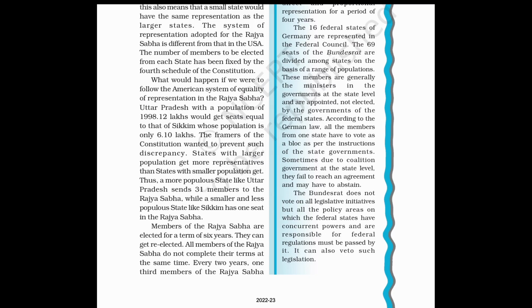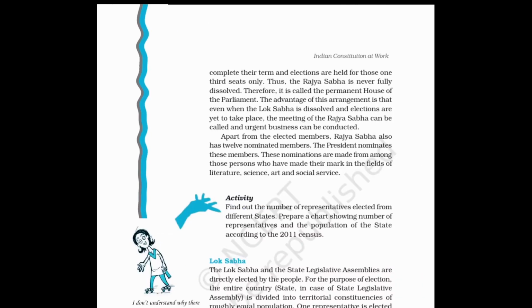Because here all the members' terms do not get over at the same time. So here what happens? Every 2 years, 1/3 of the Rajya Sabha members will complete their term, and then the elections will happen for that 1/3 seats only. Therefore it is never fully dissolved, and therefore it is also called the permanent house.